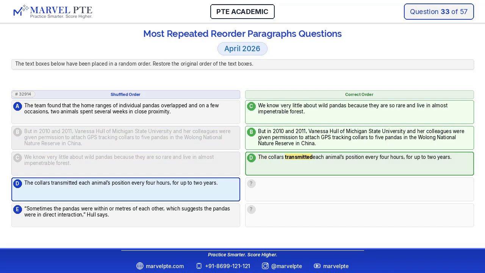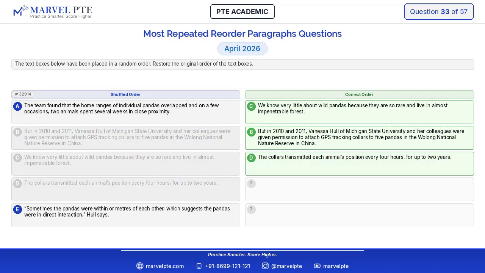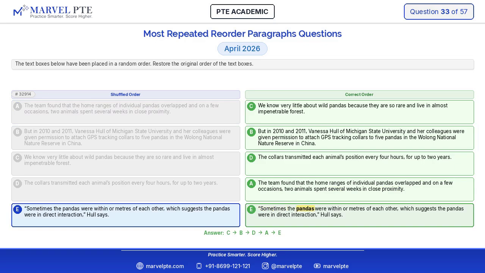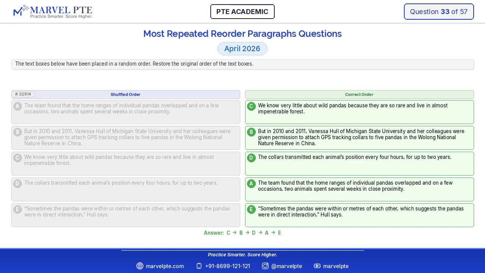The collars transmitted each animal's position every 4 hours for up to 2 years. The team found that the home ranges of individual pandas overlapped, and on a few occasions, 2 animals spent several weeks in close proximity. Sometimes the pandas were within meters of each other, which suggests the pandas were in direct interaction, Hull says.